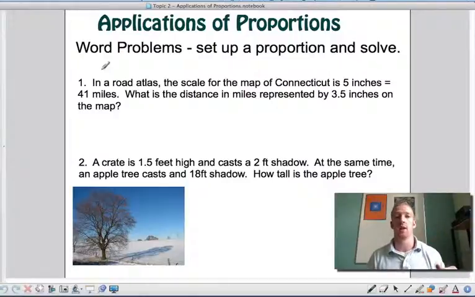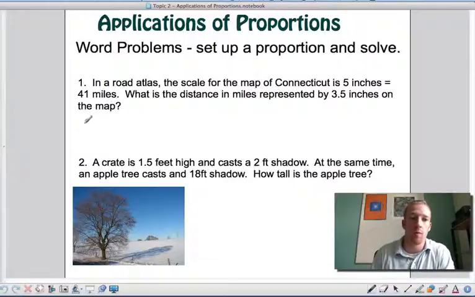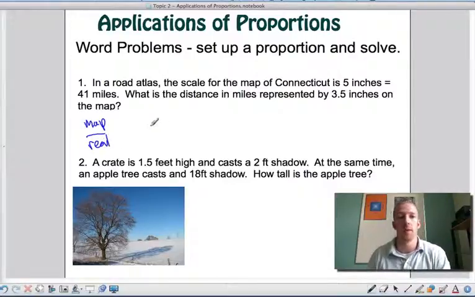So it could be height over height, or height over width, height over width. But when you're comparing two things with a proportion, same quantities have to be on top and then bottom. So here we have comparing a map to the actual distance. It says 5 inches on the map is 41 miles in real life. So here we want to make sure we have map to real. That's the way I'm thinking of it.